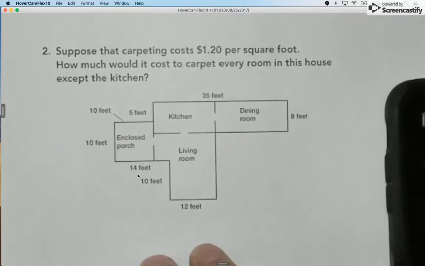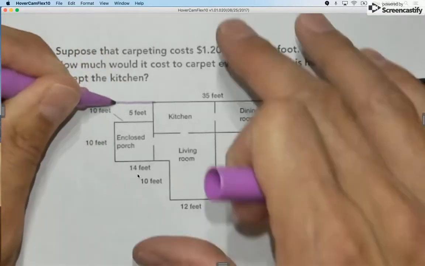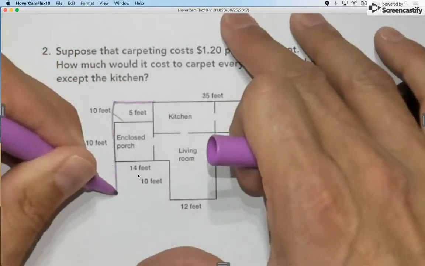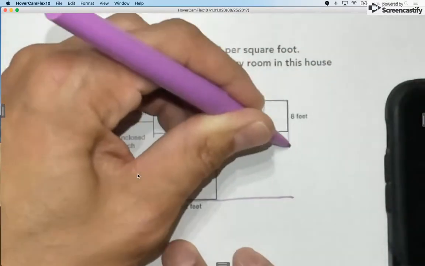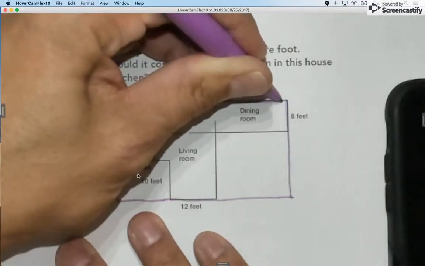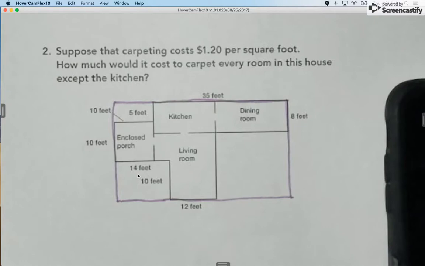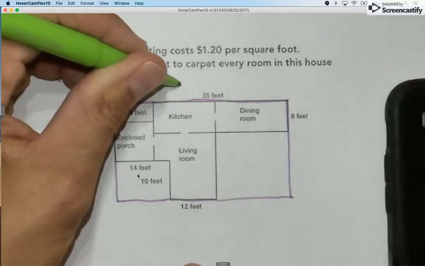So here is how I think about this problem. I'm going to start by making an outline around this diagram. I'm making an outline around this floor plan, because that's what it would be considered. It's like a blueprint. And I'm going to make a rectangle around it because I'm going to notice something about the rectangle. I know that a rectangle is a parallelogram. Because it's a rectangle, the opposite sides are always the same length.